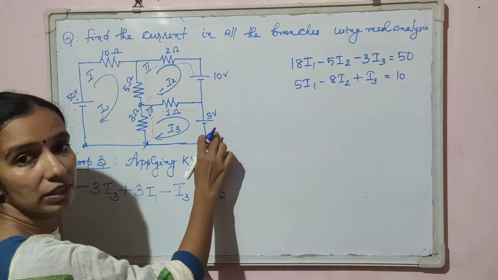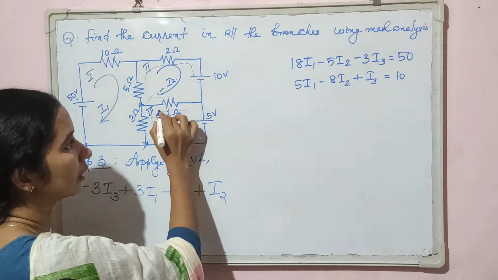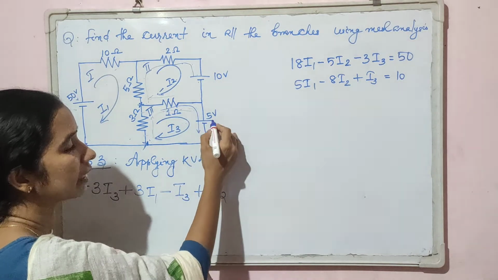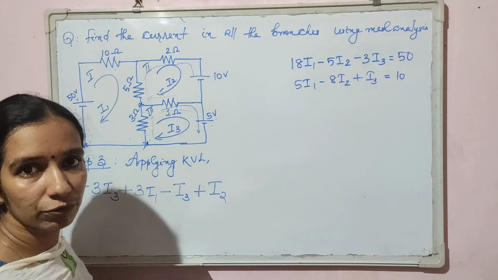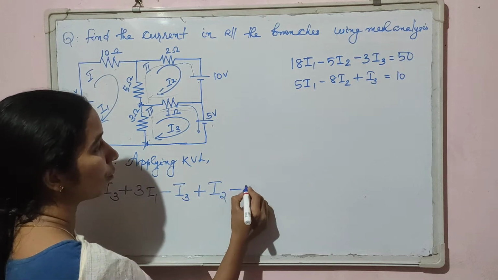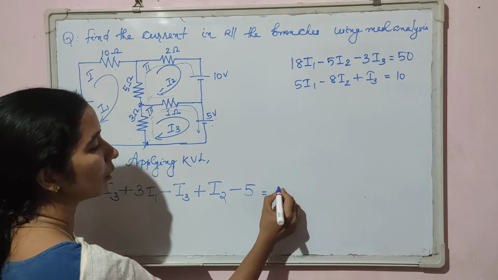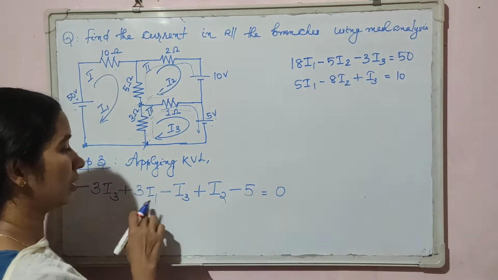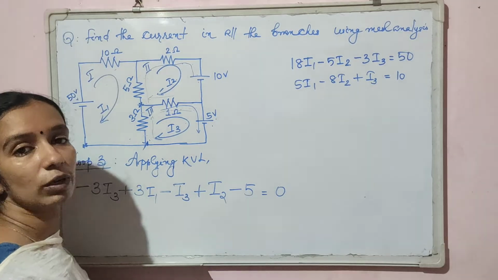So the next component is this 5 volt battery. I am proceeding in this direction, that is from the positive to the negative terminal of the battery. So there is a drop in potential and the battery voltage should be marked as negative. So the algebraic sum of voltages is equal to 0.